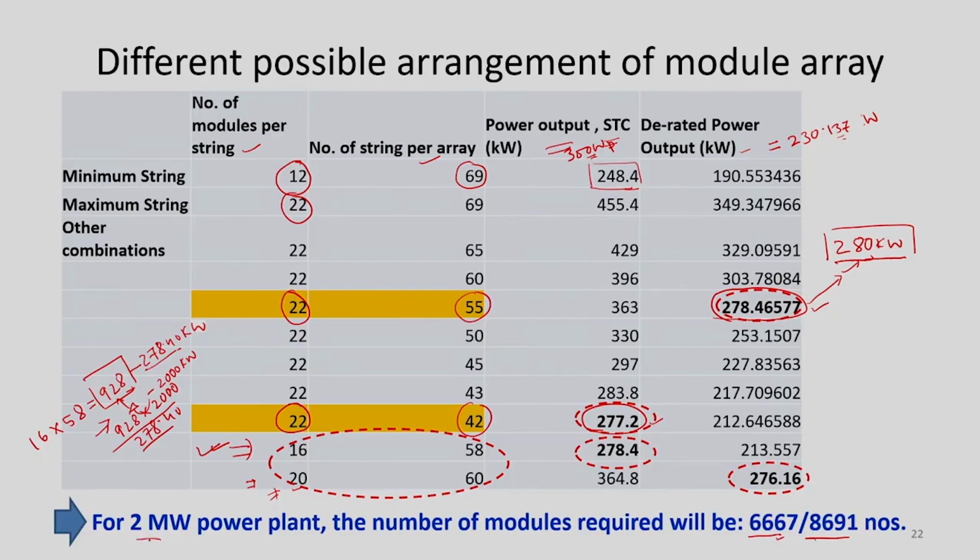Now, for this 2 megawatt power plant, the number of inverters required can also be calculated. As we know, the rating is 250 kilowatt. So, 2000 kilowatt divided by 250 gives 8, so a minimum of 8 inverters are required for a plant having a capacity of 2 megawatt. This is how we can design a solar grid connected PV system.